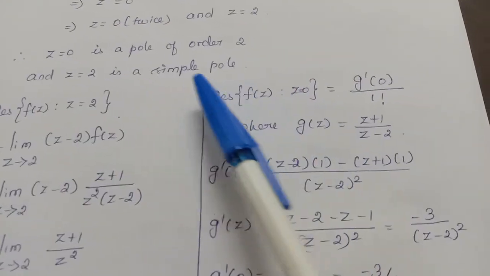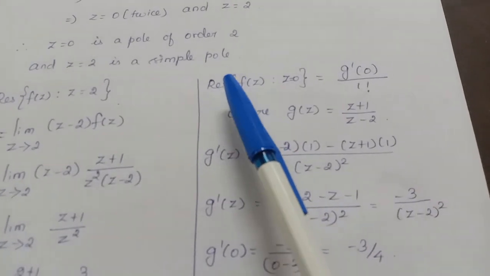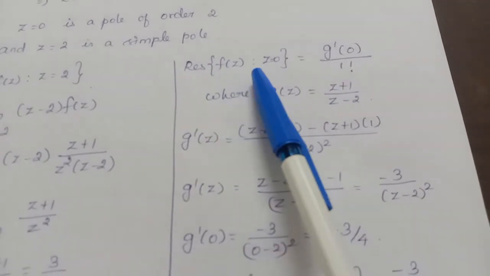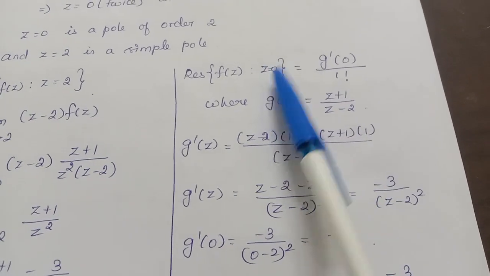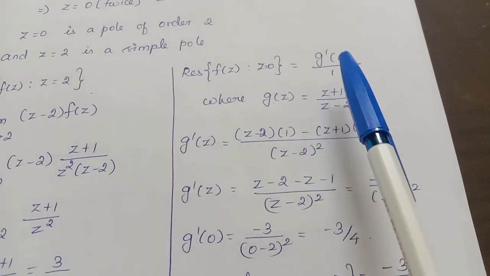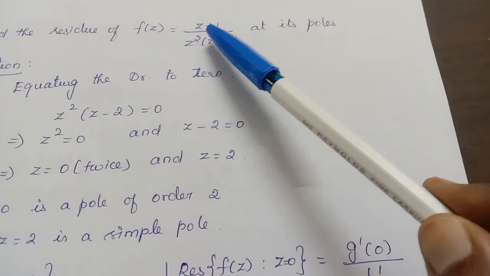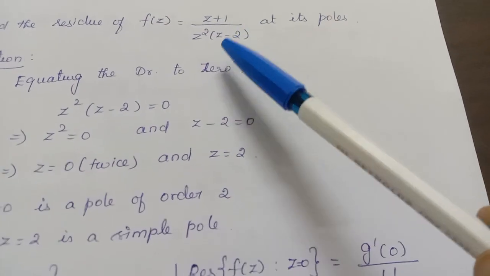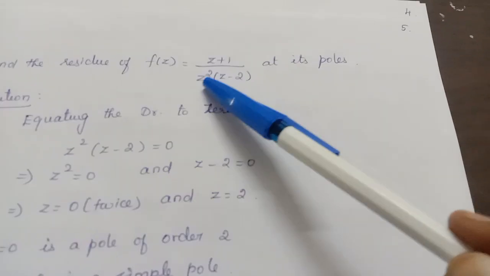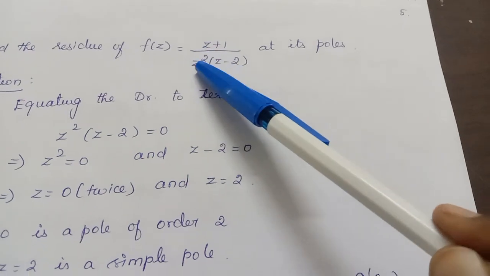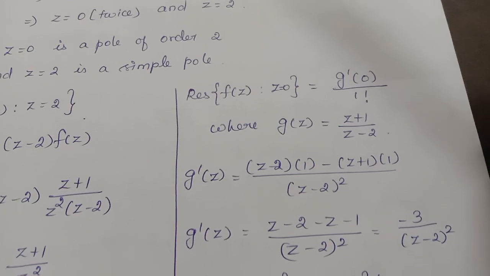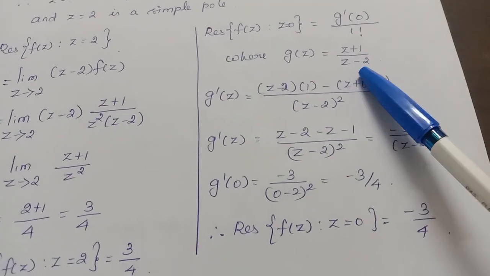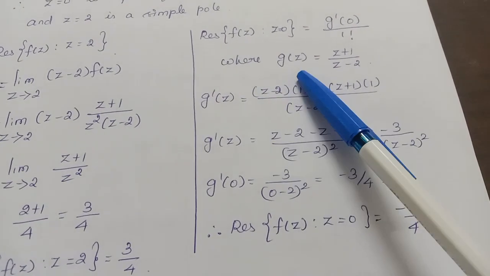Next one, in the double pole, I am going to find the residue. 0 is a pole of order 2, no? So residue of f of z at z equal to 0 is equal to, what's the formula? If it's of order 2, g dash of 0 by 1 factorial. Now what is this g? g is nothing but part of f of z without containing the pole term. What is the pole here? 0, no? Which is the term containing 0 here? z square. You leave that z square. All the remaining terms is your g of z. So g of z is z plus 1 by z minus 2. Right? Find g dash of z.